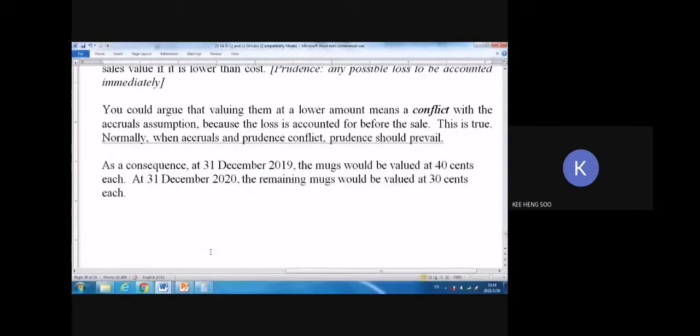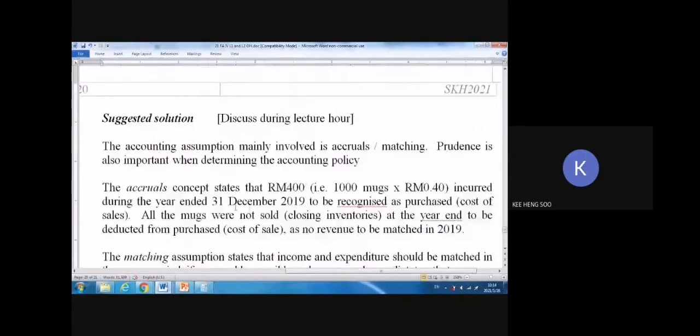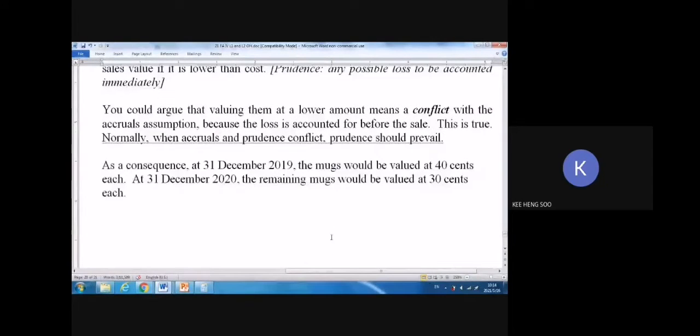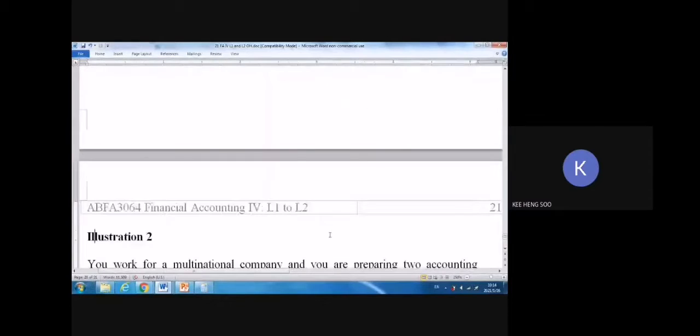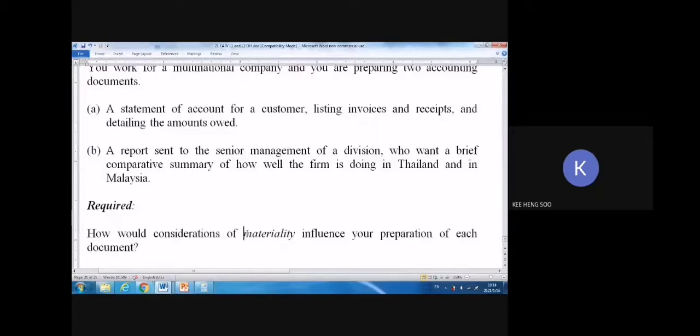Okay, so I will take a very short break now. Later on, I will continue with illustration number 2 on the materiality concept. Otherwise, you are very confused already. Just now I was talking about going concern, then accrual, matching, and prudence. Too many already. The next illustration, I'll talk about the materiality concept.